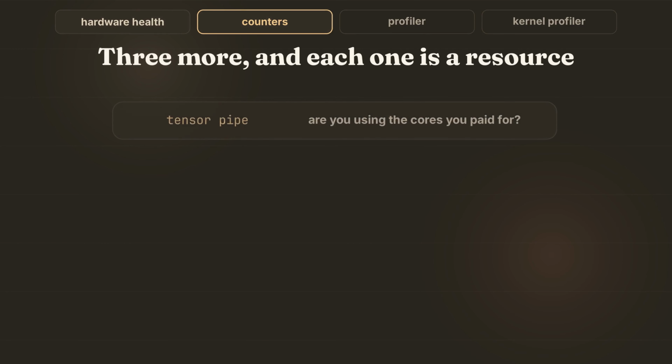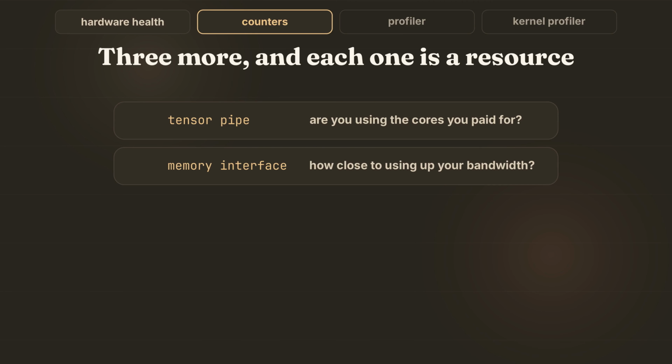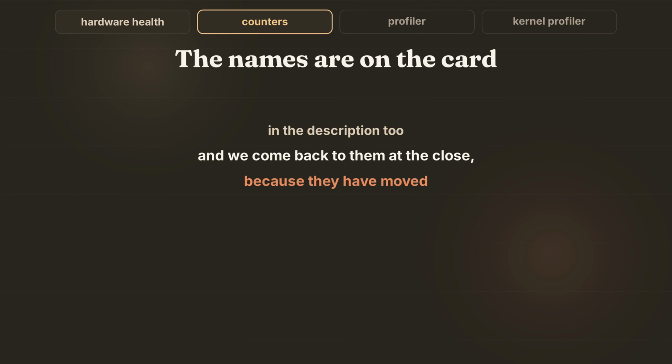And then 3 more, and each one is a resource. Was the tensor pipe active? So are you really using the tensor cores you paid for? Was the memory interface active? So how close are you to using up your bandwidth? And how many bytes crossed NVLink, the fast link between the cards? So how much time went on GPUs talking rather than computing? The field names are on the card and in the description, and we will come back to them at the close because they have moved.